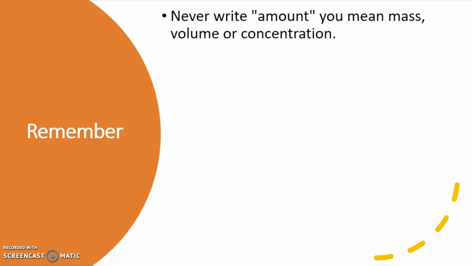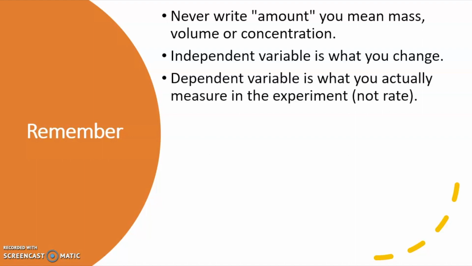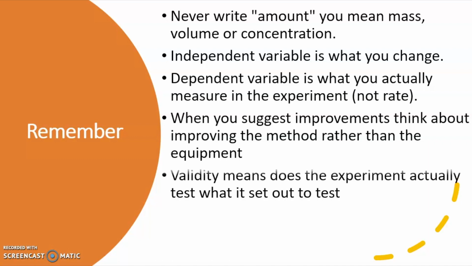Secondly, we need to remember the definition of two keywords that are often forgotten, independent and dependent variable. So independent is what you're changing and the dependent variable is what you measure. So try not to mix those two things up. Now, when you're suggesting improvements, try to think about improving the method rather than the equipment initially. We're going to talk about equipment a bit later.